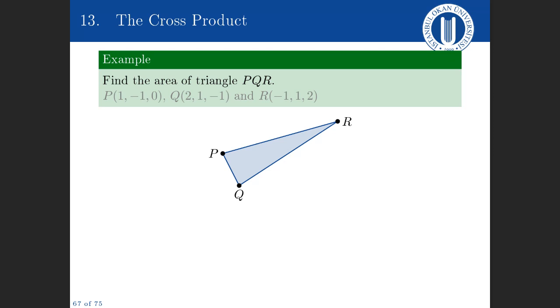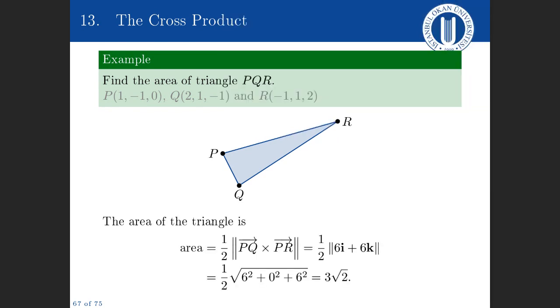Next example, find the area of triangle PQR. And this is the same P, Q and R as in the previous question. So we already know PQ cross PR. Think back to our formula when we talked about the area of a triangle. The area of a triangle is a half of the norm of PQ cross PR. We know that PQ cross PR is 6i plus 6k, so we're going to take the norm of this vector and then we're going to take a half of it. The answer is 3 square root of 2.